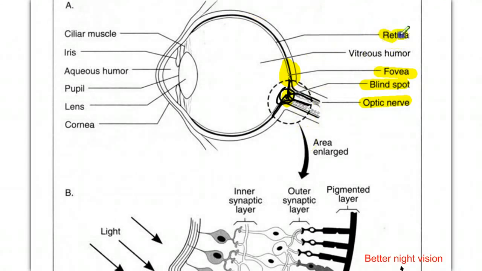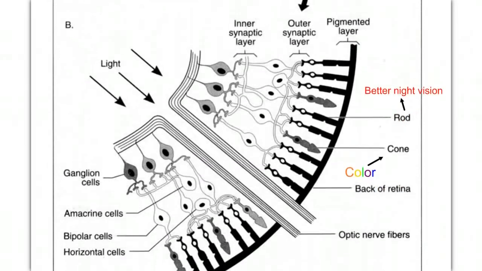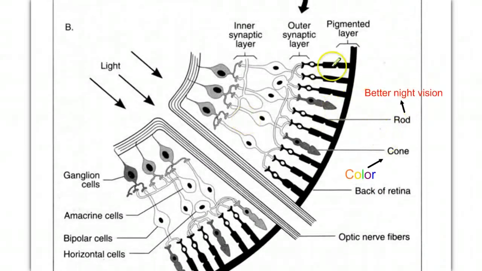And of course, we would want to be able to identify the retina, again, this back portion of the eye. And let's zoom in on the retina and look at the cells that make up the retina. So this is zooming in, and we see we have two very important types of cells. We have our rods and we have our cones.